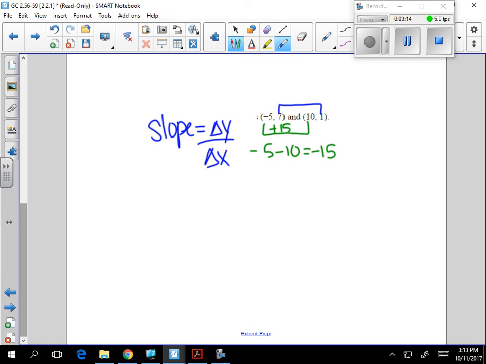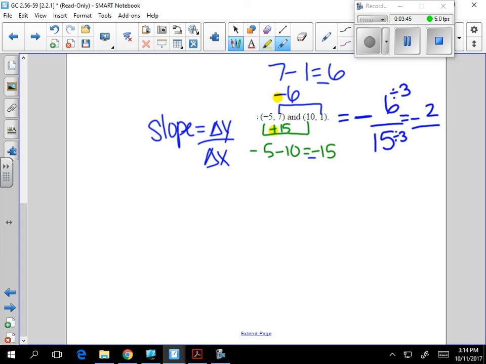Now I want to find my delta y. So the difference between 7 and 1 is that it goes down 6. You could also do the math, 7 minus 1, which would be +6. So see how the signs even out. Here I had a negative, there I had a positive. Here I had a positive, there I had a negative. So either way, there was only one negative, which means your slope is -6 over 15. I could reduce that further by dividing both the top and the bottom by 3 and get -2 over 5.